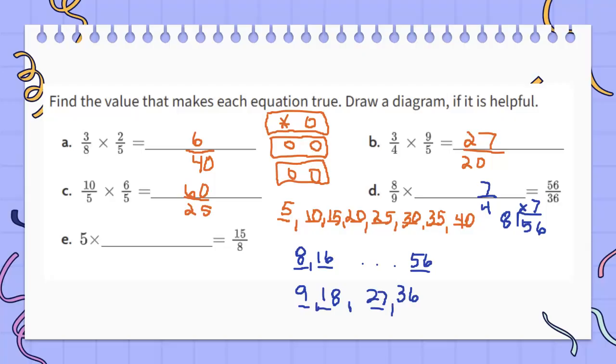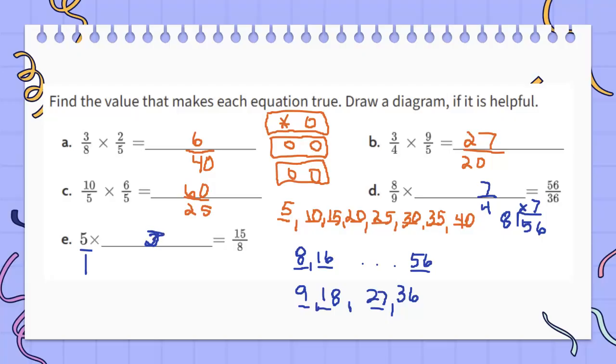Now take a look at this last one. We have a 5 as a whole number right here, but our final answer is a fraction. So how do we convert 5 into a fraction? Well, we know we put a 1 underneath it, right? Now I ask the same question. What do I multiply times 5 to get 15? And I know that would be 3.